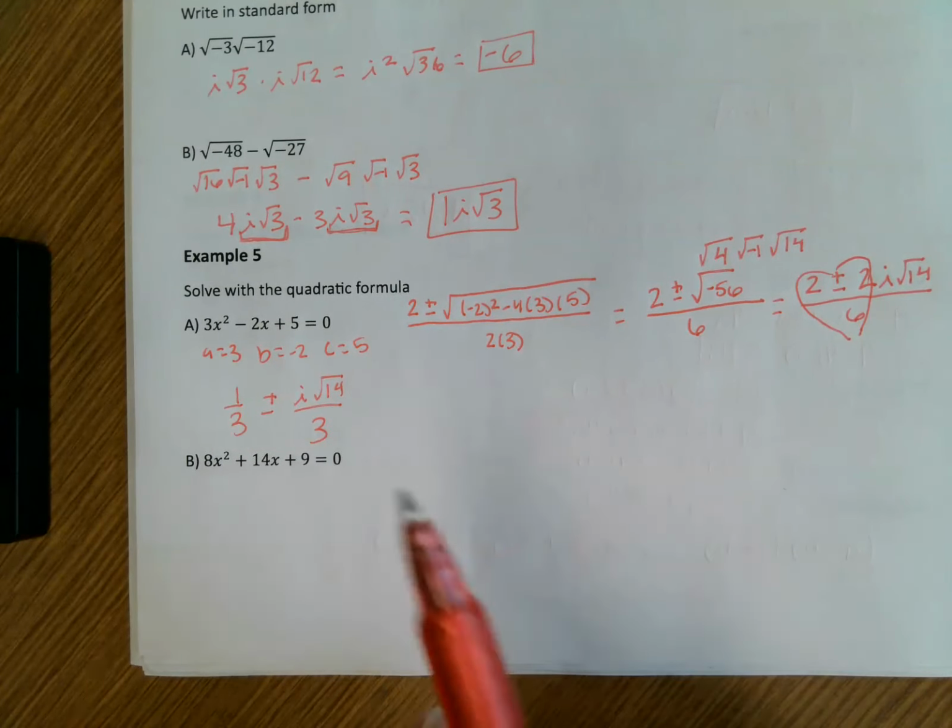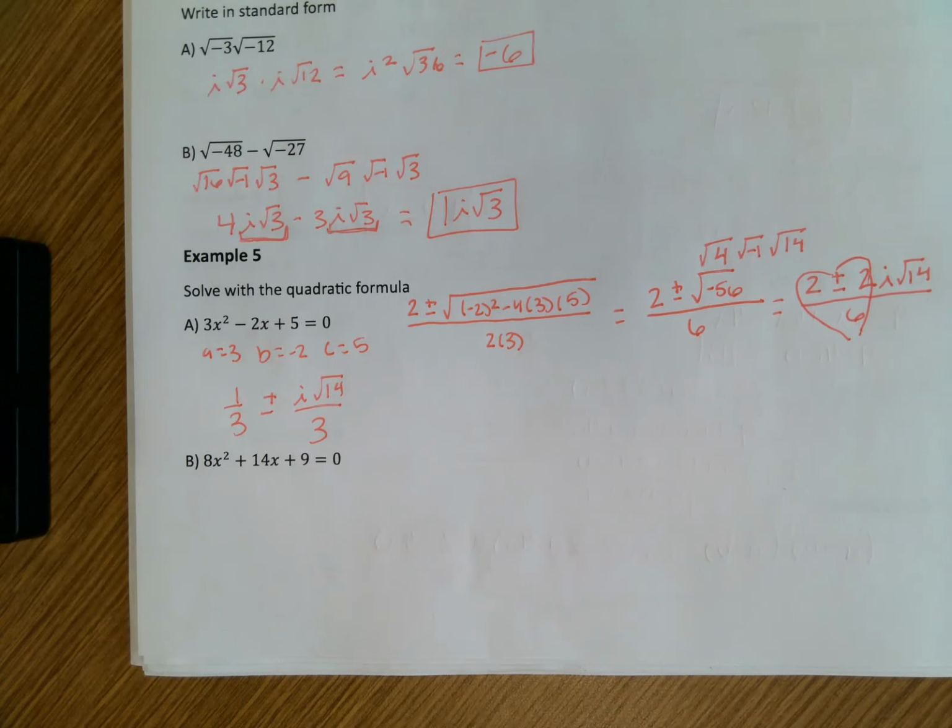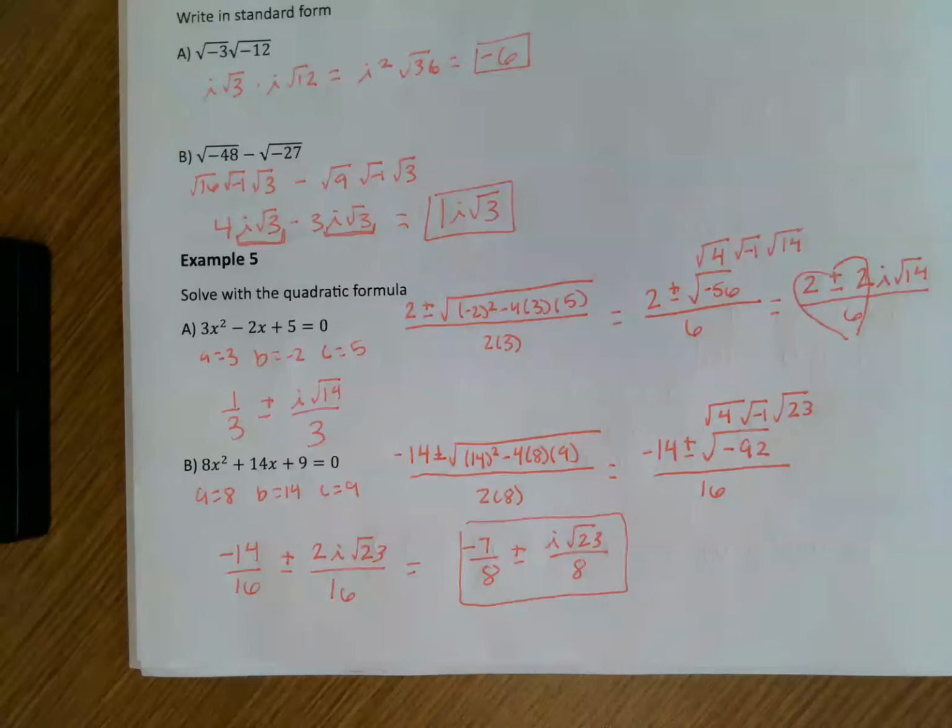I want you to pause the video and try to do B from start to finish by yourself. The answer should be negative 8 plus or minus i square root 23 over 8. Oh my gosh, look at that beautiful math. It's so beautiful.